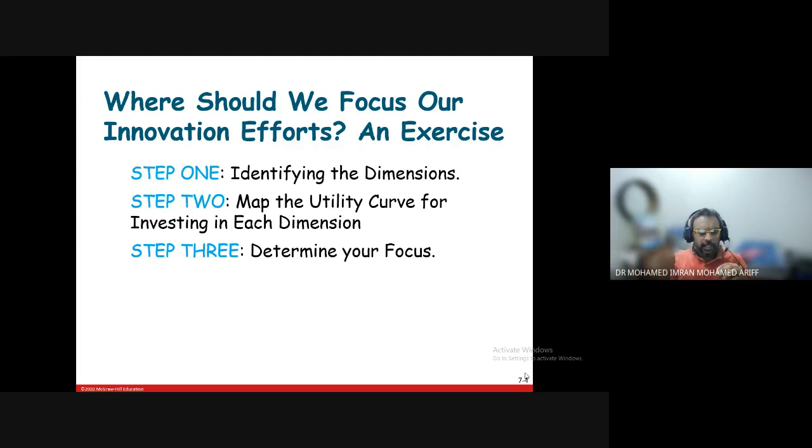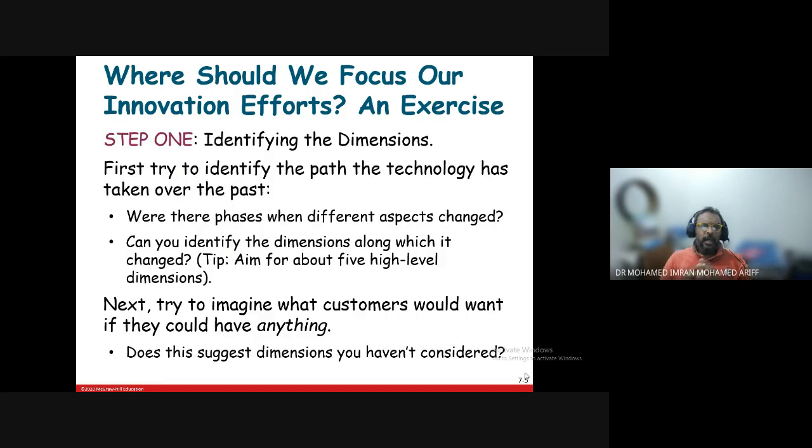And map the utility curve. Okay, utility curve will come and look at this invention in dimension and perlu invest tak? Perlu kembangkan lagi tak investment? Perlu kembangkan tak dimension? And next, you also determine your focus. Okay, first try to identify the path of technology, the path the technology has taken over the past, where the different aspect changes. Okay, that means what are the phases now?